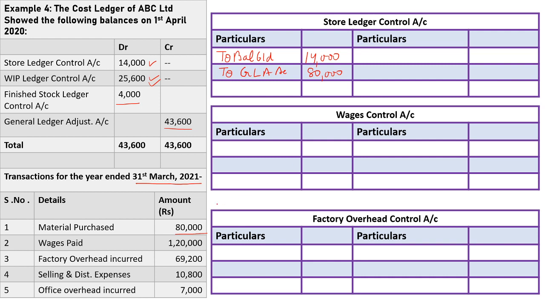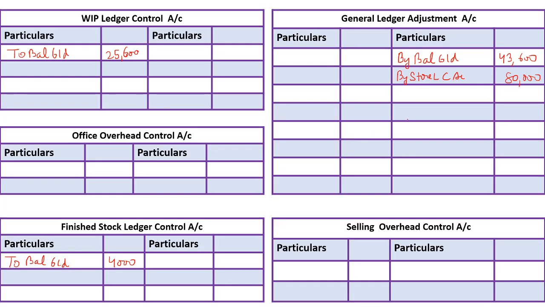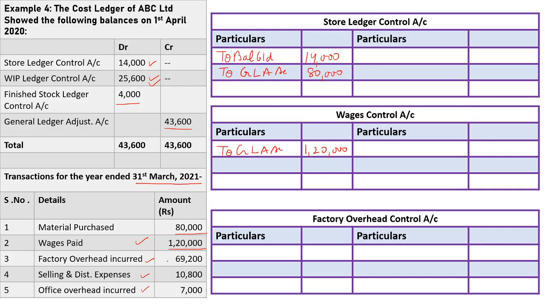Our next transaction is wages paid or expenses paid amounted to 1,20,000. So in wages control account to general ledger adjustment account 1,20,000, and in general ledger adjustment account we write by wages control account 1,20,000. Our next expense is factory overhead incurred 69,200.